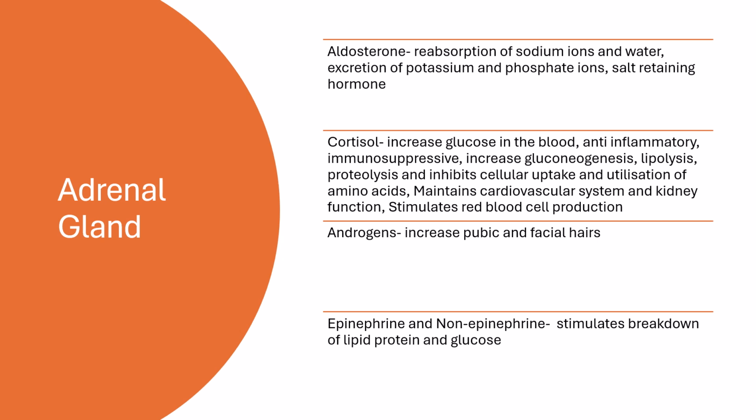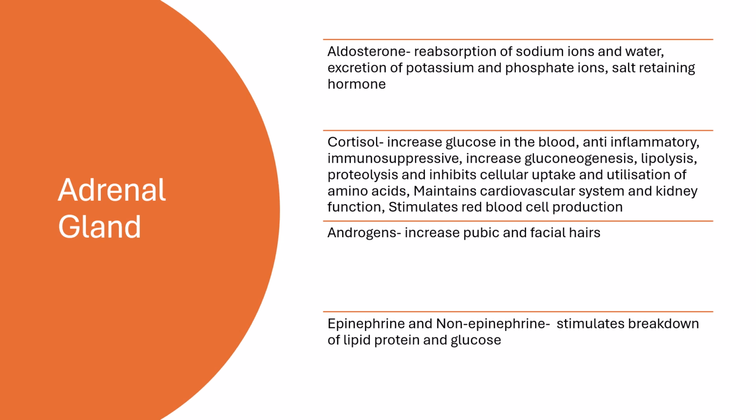Moving on to the adrenal gland, firstly released is aldosterone, and this is involved in the reabsorption of sodium ions and water, excretion of potassium and phosphate ions, and it's a salt-retaining hormone. The next one is cortisol, which increases glucose in the blood. It is anti-inflammatory, immunosuppressive, and increases gluconeogenesis.